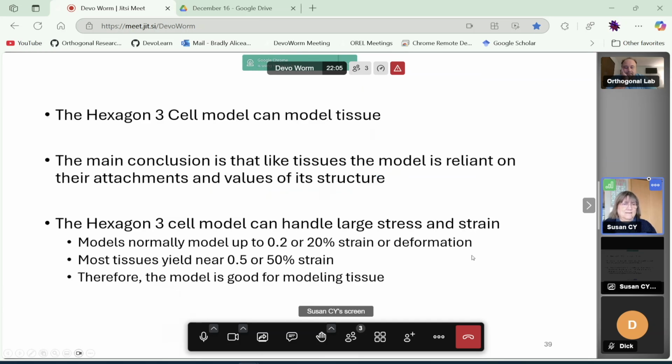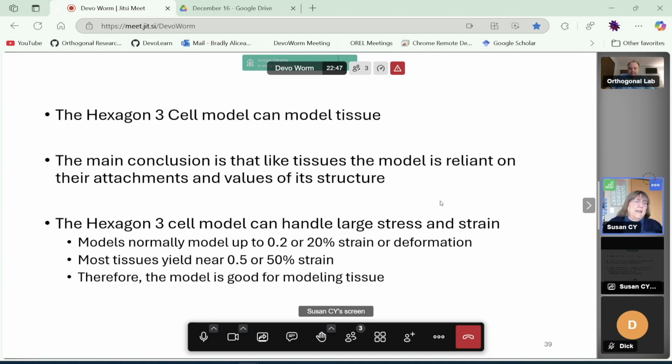Conclusions. So my hexagon 3-cell model can model tissue. That's a mouthful. And actually it's more linear than the models of tissue quite often. But there are only 3 cells in the model, so perhaps a model with more cells in it would work differently.